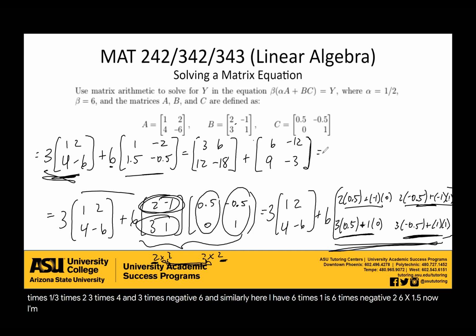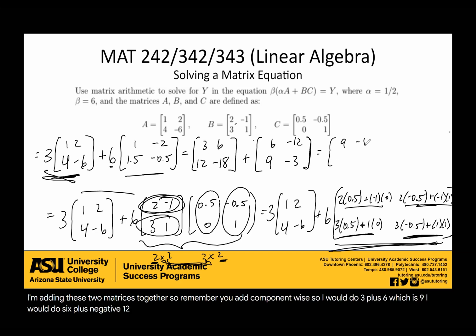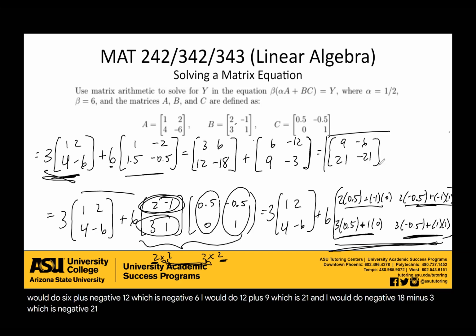And now I'm adding these two matrices together. So remember, you add component-wise. So I would do 3 plus 6, which is 9. I would do 6 plus negative 12, which is negative 6. I would do 12 plus 9, which is 21. And I would do negative 18 minus 3, which is negative 21. There is your final answer. So this is what the matrix Y equals.